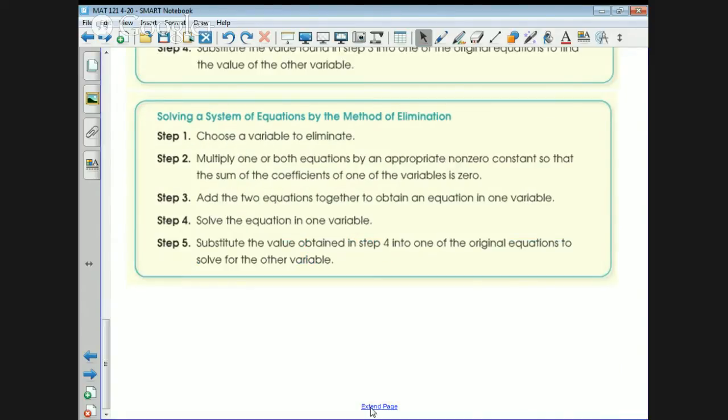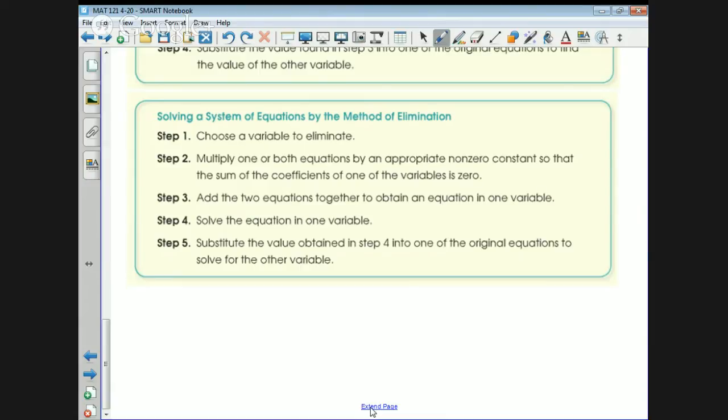With the method of elimination, you choose a variable to eliminate. Then you multiply one or both equations by an appropriate non-zero constant so that the sum of the coefficients of one of the variables is 0. And if the coefficient of that variable is 0, that means that essentially it goes away and you've eliminated it. Then you add the two equations together to obtain an equation in one variable.